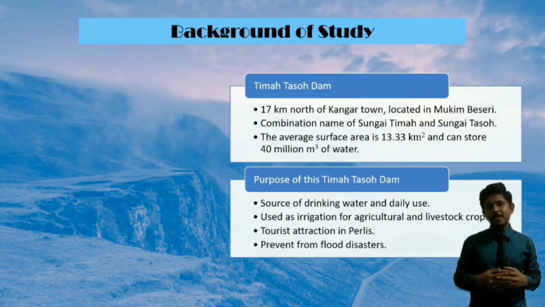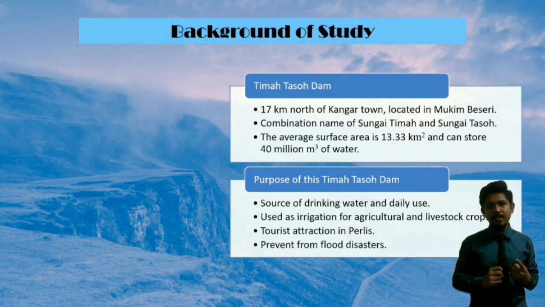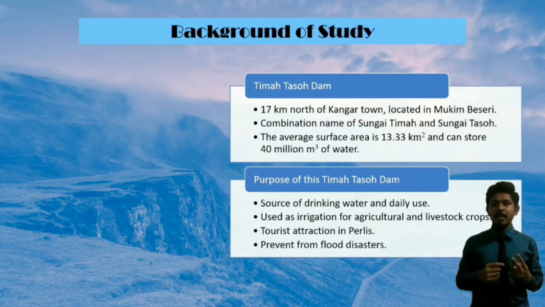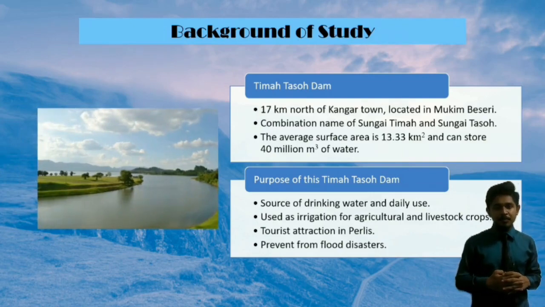Basically, the Mata Sodam plays the role of providing a source of drinking water and daily use for most of the community in Perlis. Second, it is used for irrigation. Third, it is a tourist attraction area, and the last one is to prevent flood disaster. And this is the image of the Mata Sodam.